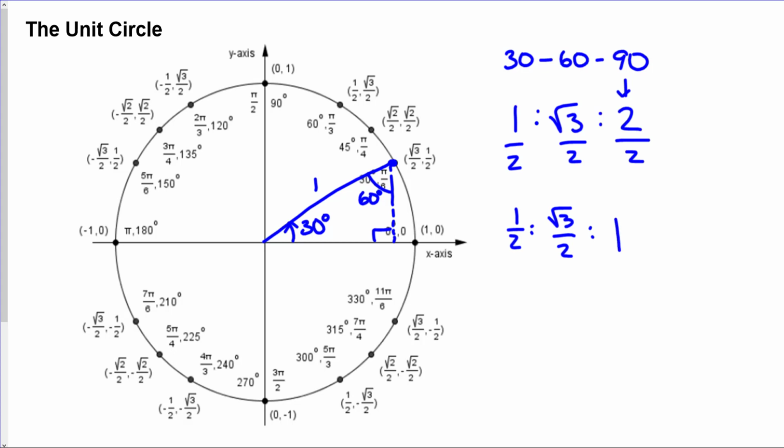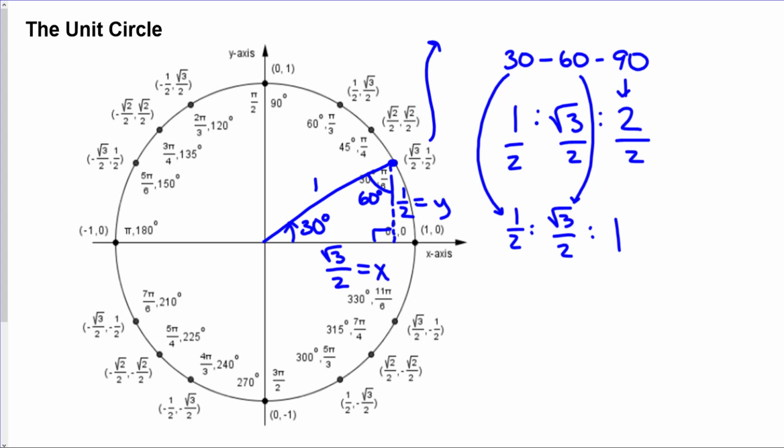So the side that's opposite my 30 degree angle is 1/2. The side that's opposite my 60 degree angle, or adjacent to the 30 degree angle, whichever way you want to look at it, is square root of 3 over 2, and then of course the hypotenuse is 1. Since this is a y value and this is an x value, that tells me the coordinates of this point are square root of 3 over 2, 1/2.